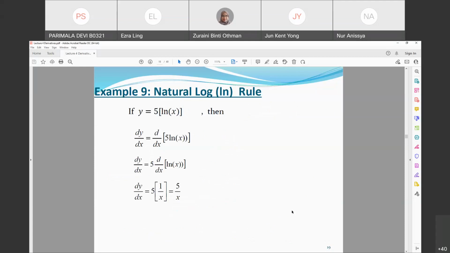Okay, this is the ln rule. Okay, here we know that we have 5 constant dekat depan. So 5 constant we can put it outside. Then ln x is equal to 1 over x when you use the rule. Then it is equal to 5 over x. Any question?